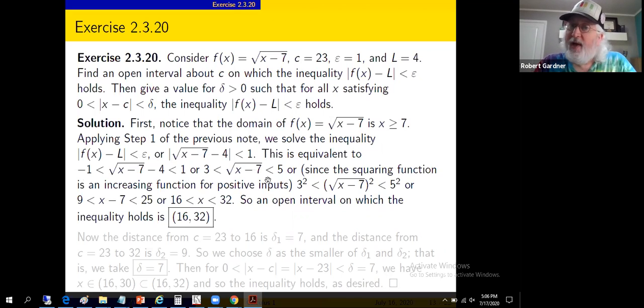We're trying to solve for x, so we need to square throughout. Okay, the squaring function is an increasing function. When we have positive inputs, it's a parabola. As long as we have positive inputs, it'll preserve the inequalities, and we do.